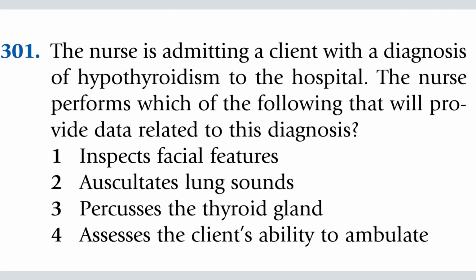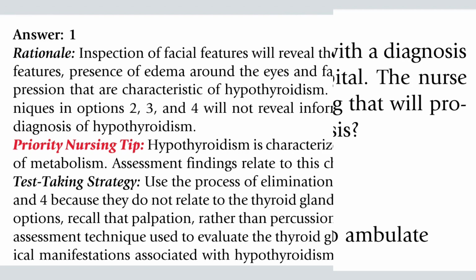301. The nurse is admitting a client with a diagnosis of hypothyroidism to the hospital. The nurse performs which of the following that will provide data related to this diagnosis? 1. Inspects facial features. 2. Auscultates lung sounds. 3. Percusses the thyroid gland. 4. Assesses the client's ability to ambulate.